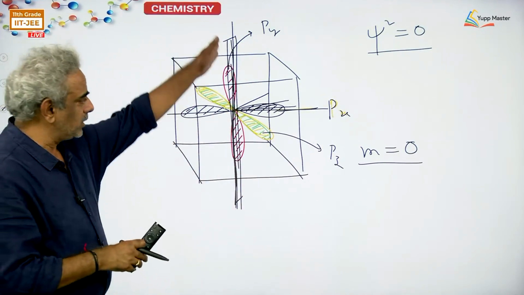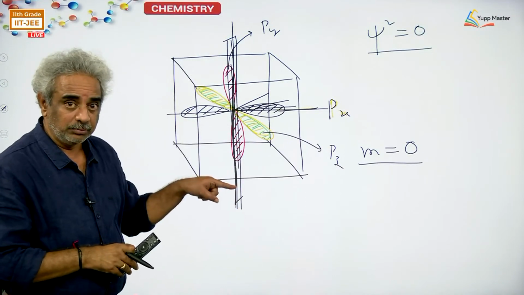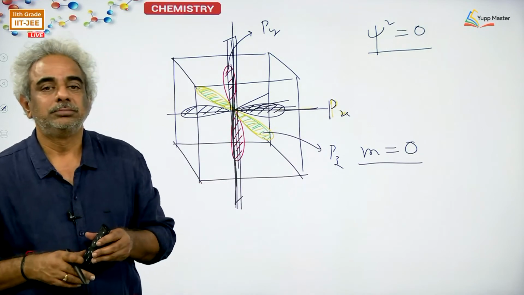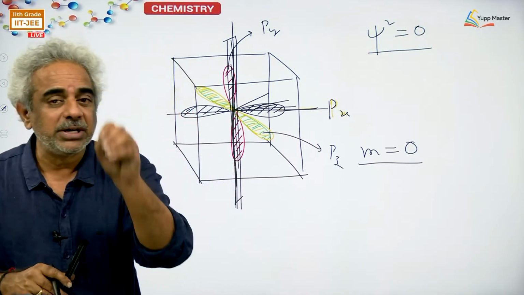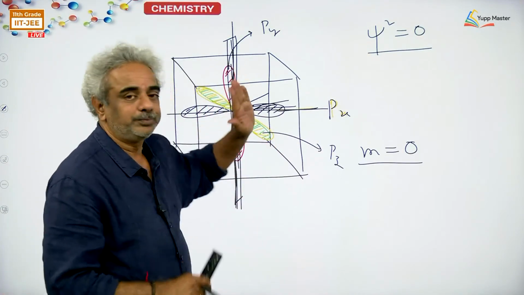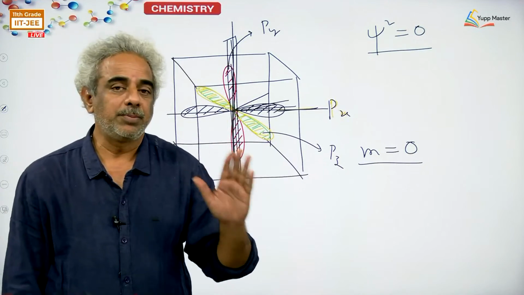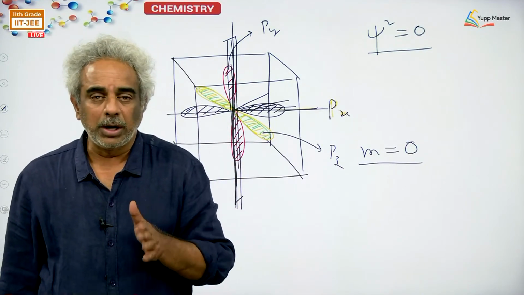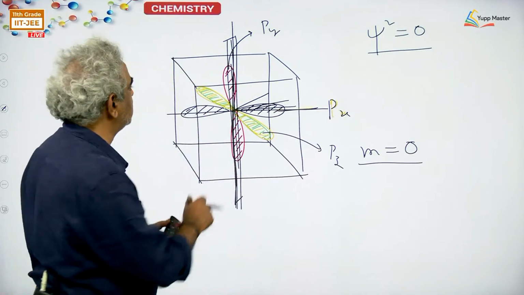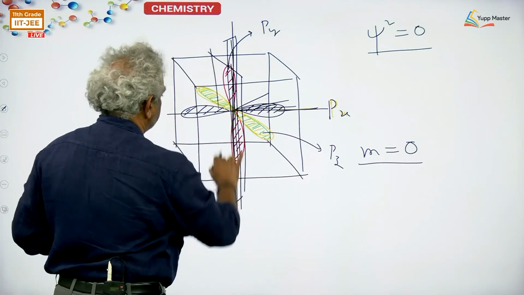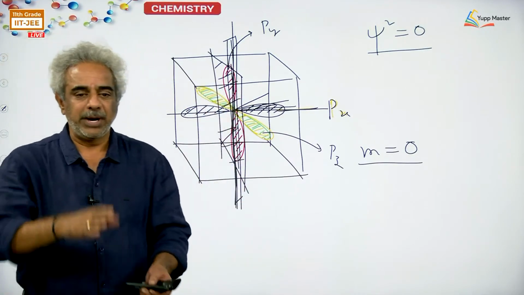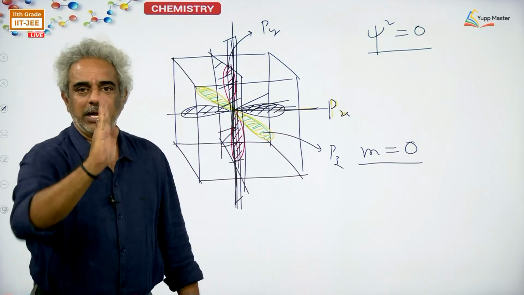This is a plane on which the px orbital is not defined. There will not be even a pinch of density of the px orbital on this particular plane. What is that plane? It is made up of the y-axis and z-axis, so you can call it the YZ plane.